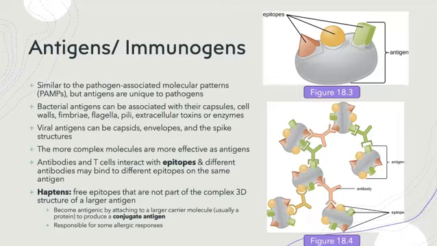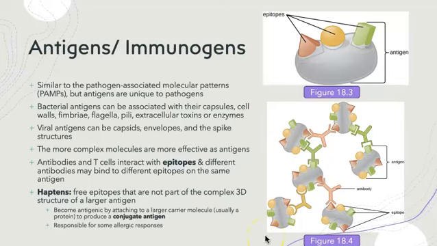Remember that our PAMPs are molecular structures that we find on numerous pathogens, but the antigens are going to be specific to that one type of pathogen. And our antigens are going to belong to a number of molecular classes. They could be carbohydrates, lipids, nucleic acids, proteins, or a combination of these things.